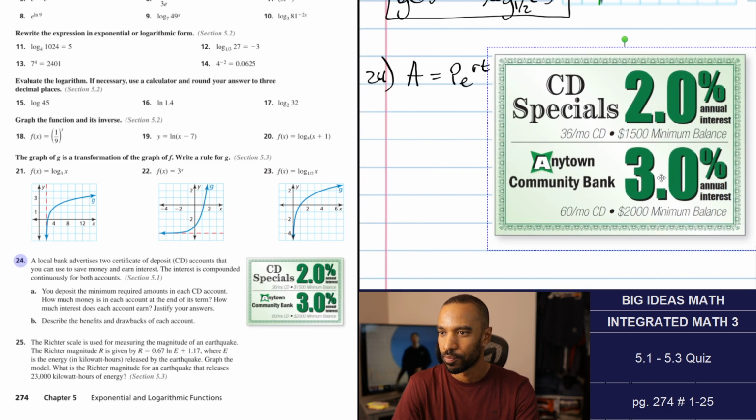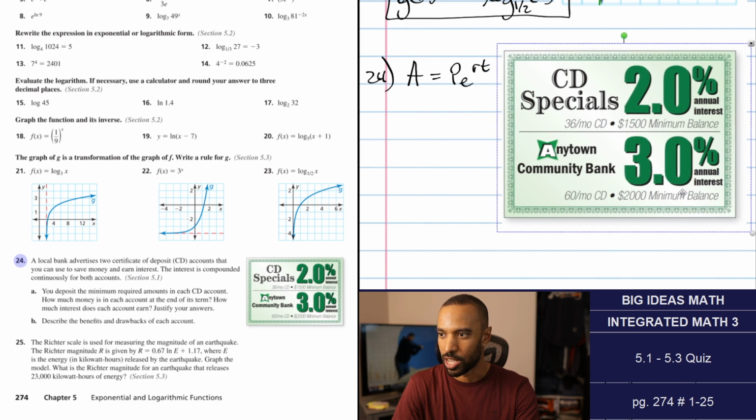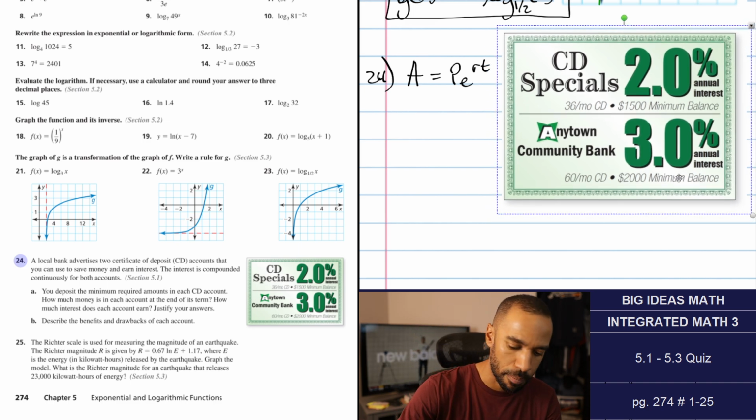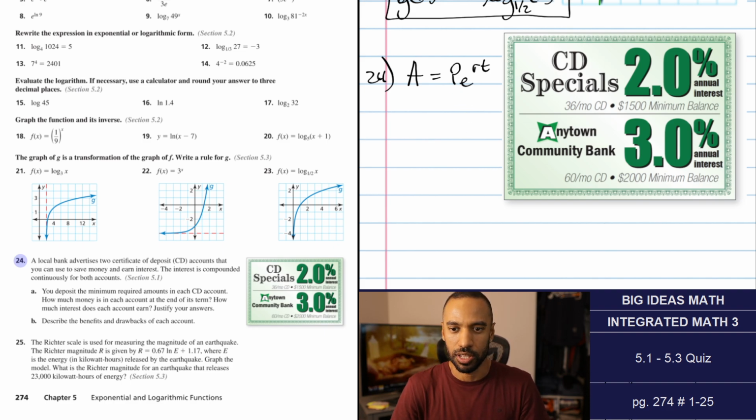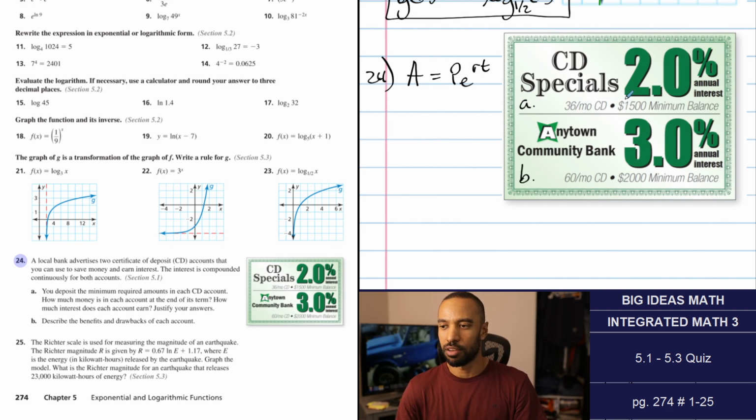So, as advertised, CD specials, not compact disc, certificate of deposit. So minimum for each of these. So let's talk about that. How much money is in each account at the end of its term? How much interest does each account earn? Justify your answers. So in the first one, we'll call this one A, and second one, we'll call this one B. 36-month certificate of deposit, $1,500 minimum balance.